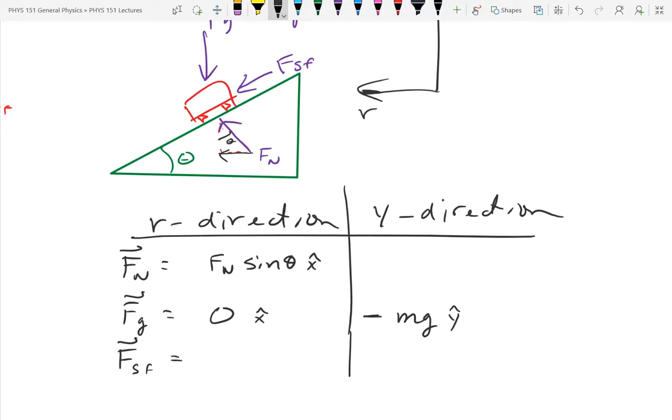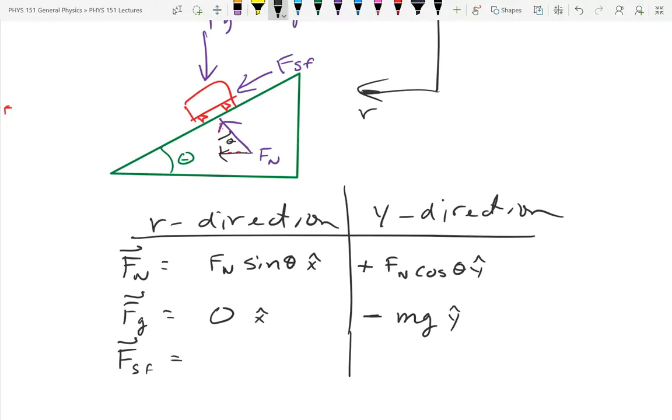What about in the vertical direction? Is it going up or down? The force normal. Up. So that means it's positive. This is the adjacent side. So there I have my force normal broken into components.